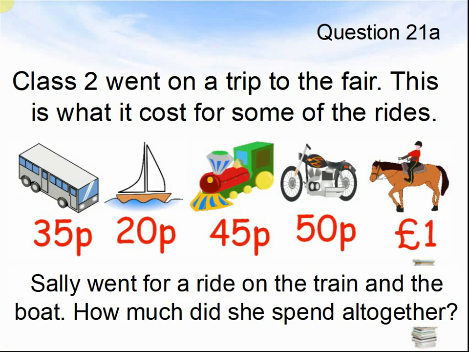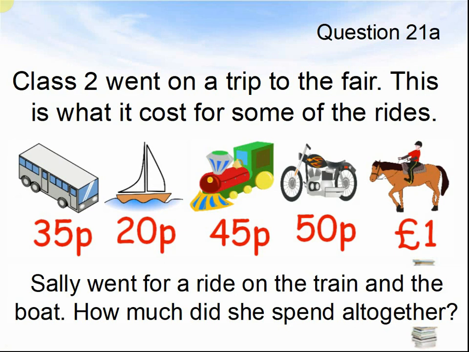Question 21a. Class 2 went on a trip to a fair. This is what it costs for some of the rides. Going on a bus, 35p. Going on a boat, 20p. Train, 45p. Motorbike, 50p. And a horse ride, £1.